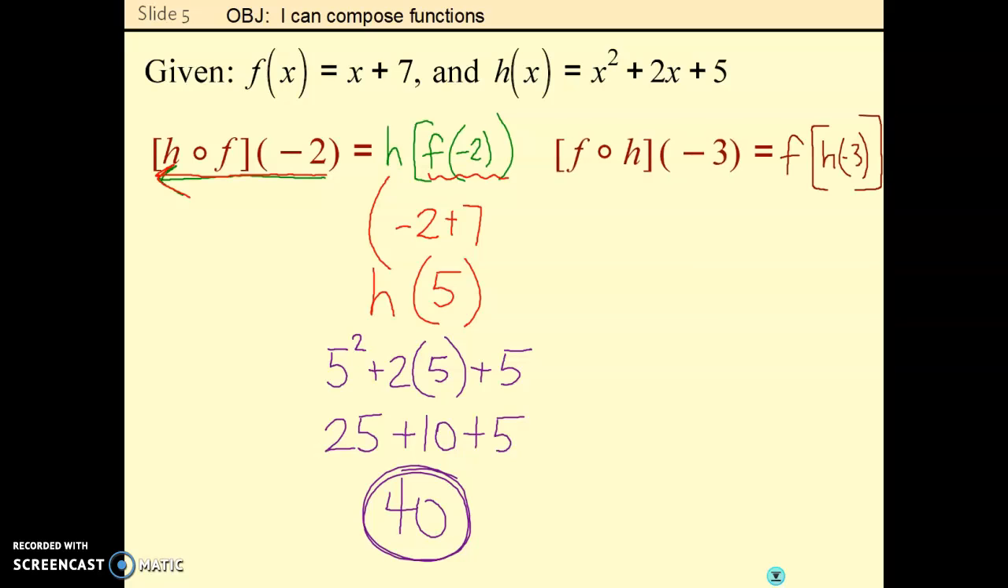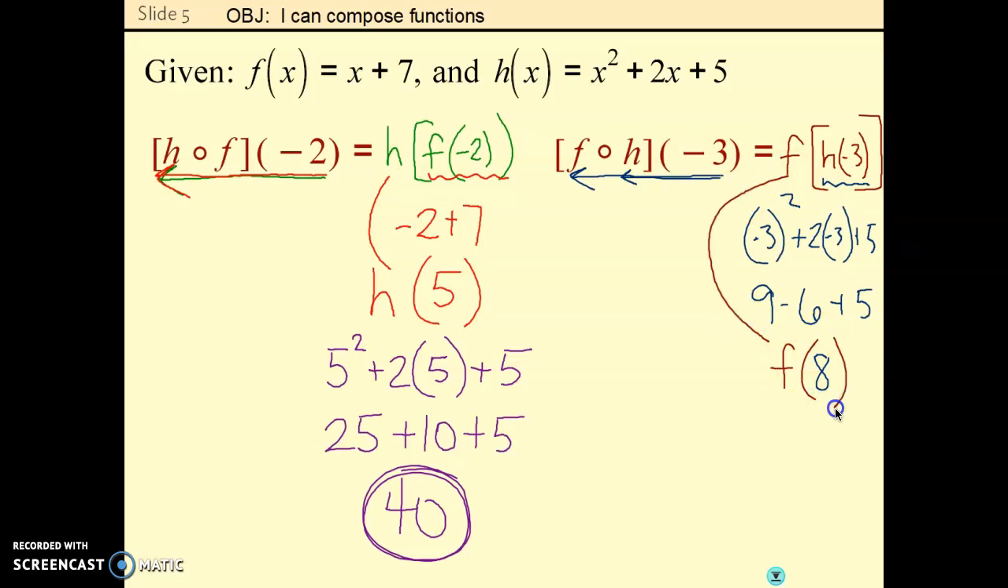Okay, with our input of negative 3, we're going to start by plugging that into the h function. So hopefully you watched your signs. Negative 3 squared still becomes positive 9. 2 times negative 3 is negative 6, and then plus 5. So that function gave us an output of 8. And then I take that answer and plug it into the f function. So now I'm going to take f of 8, and that would become 8 plus 7. So we got an answer of 15.